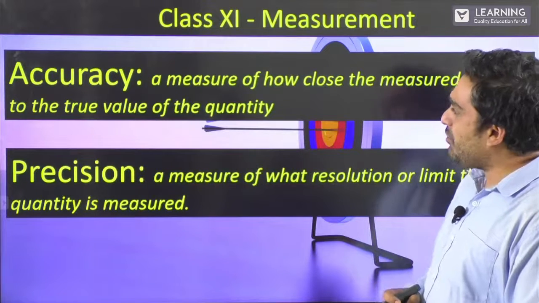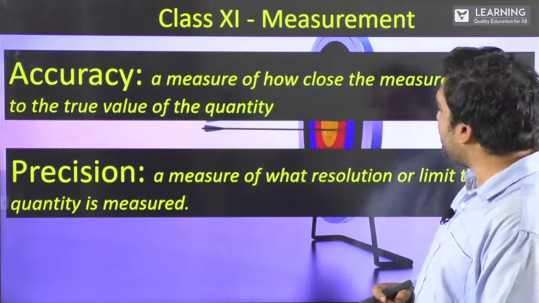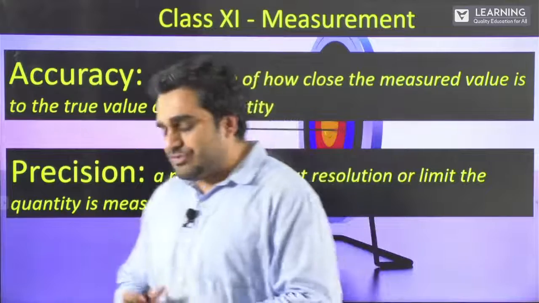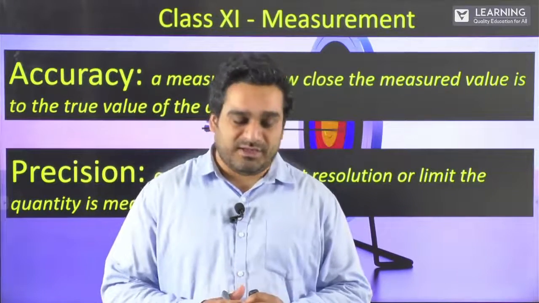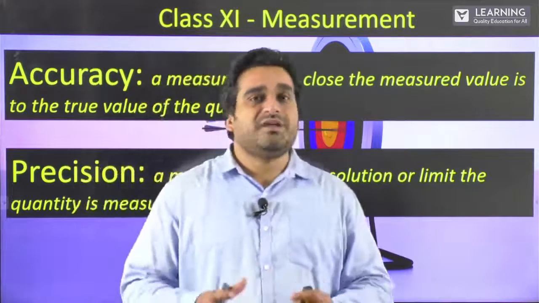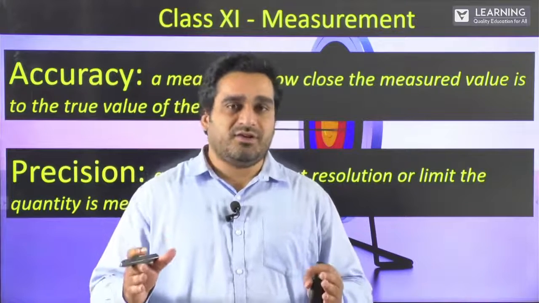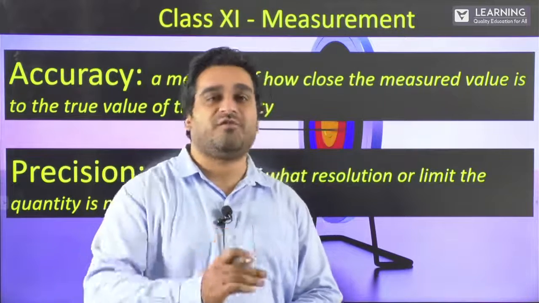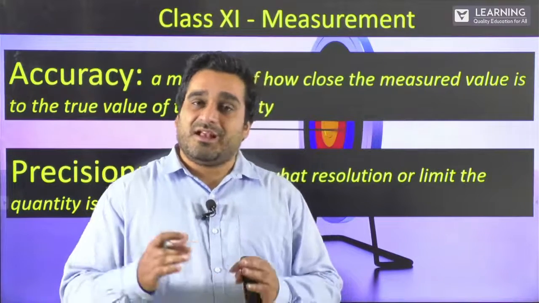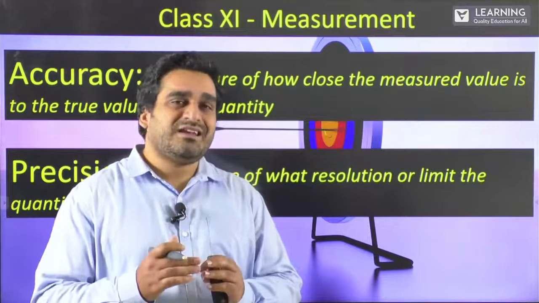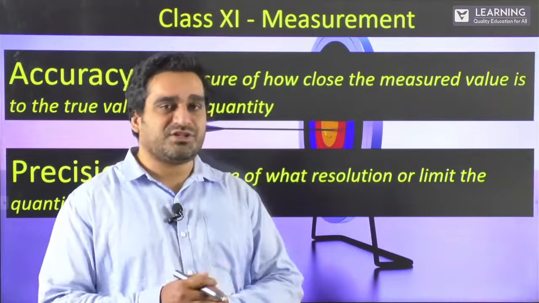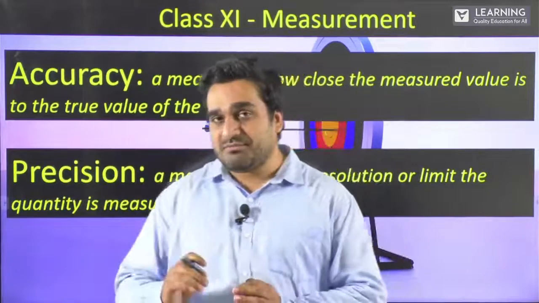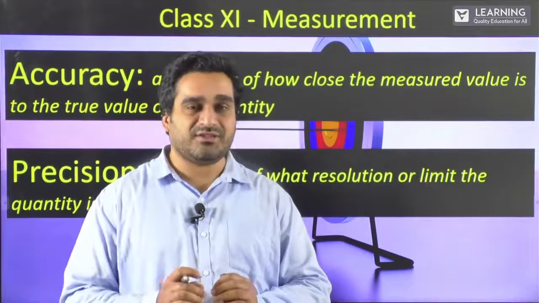Accuracy is a measure of how close the measured value is to the true value of the given quantity. Let me put this in a perspective that you understand. The true value is the actual value of a given object. Let's say the length of the given object is about 10.54 centimeter. Now when you make a measurement, you are limited by how finely you can measure. This limitation comes under precision, but what we are looking at now is accuracy.